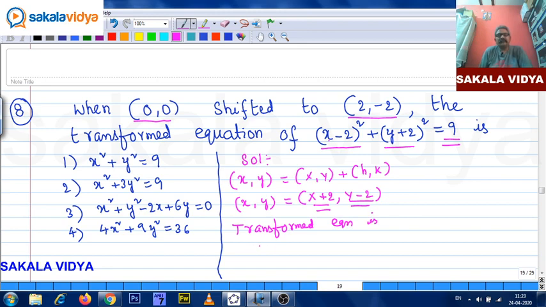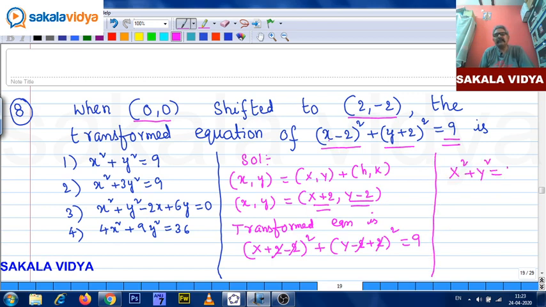Now the transformed equation is capital X plus 2 minus 2 whole square plus capital Y minus 2 plus 2 whole square equal to 9. Minus 2 plus 2 gets cancelled. We have capital X square plus capital Y square is equal to 9. No problem. Generally the locus you will write, that will be X square plus Y square is equal to 9. Either it may be in capital letters or small letters, no problem. So the first option is the right option.